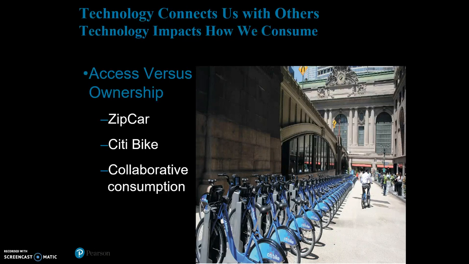Zipcar allows hundreds of thousands of people to use shared cars. City Bike is catching on in a ton of US cities. It's a convenient and eco-friendly way to get around a metropolitan area. So you just go and rent this bike and run around, do your errands and things like that, or just go explore the city, and then you can drop it back off at another City Bike rack, like this right here.